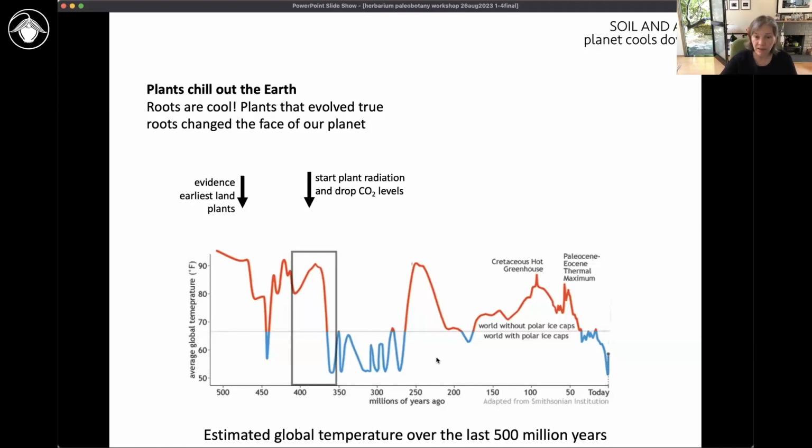And one of the things that I'm very interested in my own research is what happens at the end of the Carboniferous, when the planet starts to warm up again. What happens with the different biozones of vegetation on our planet? But we're not there yet. First, this is what we talked about, the initial cooling, plants changing, chilling out the earth, and creating an ice age.